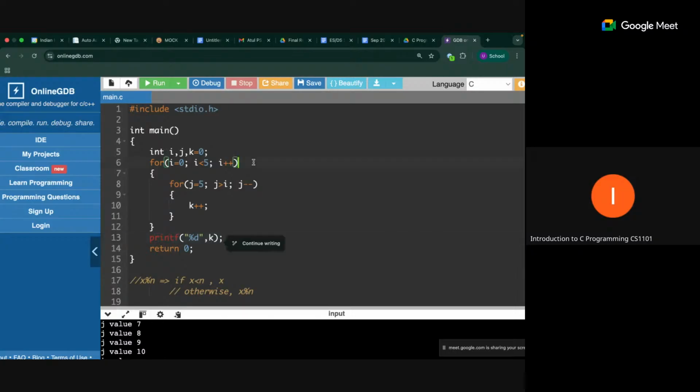So let's say when i is equal to 0, the j loop runs from 5, 4, 3, 2, 1, right? Is it so?